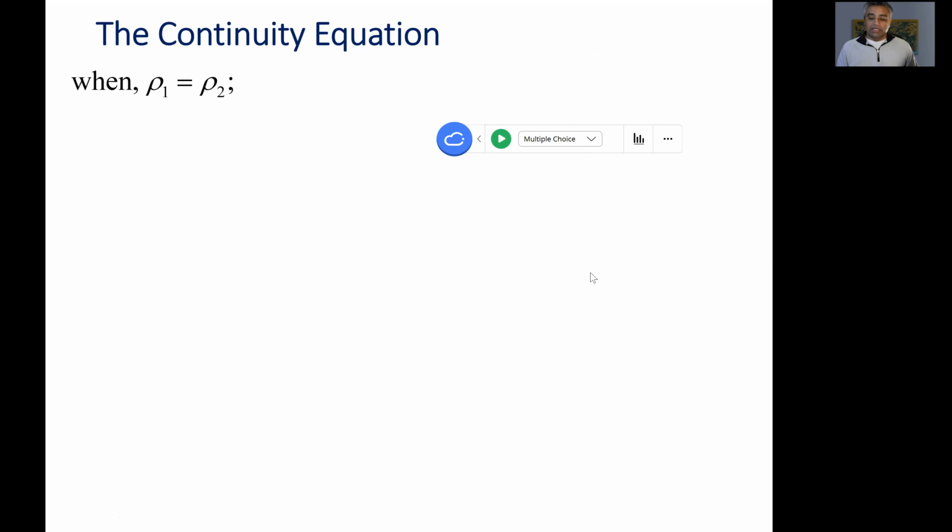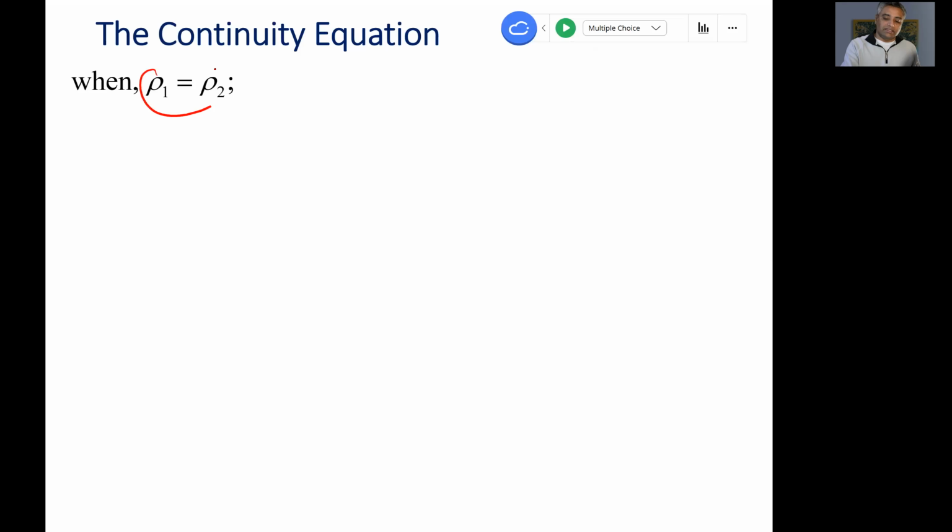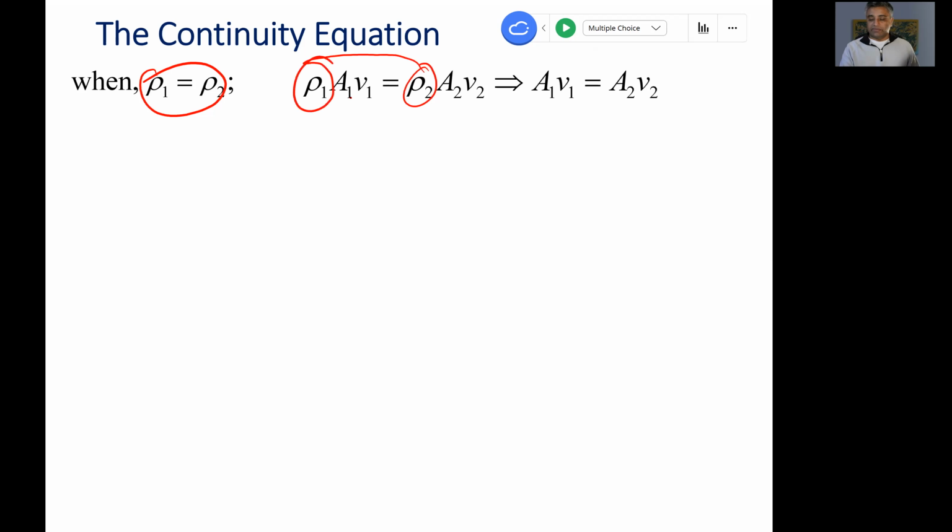So I'm writing this for a case when the fluid is basically a liquid. When we have a liquid like water, the density does not change, meaning density remains the same, okay? So that means the density cancels if they are the same, right? When they are the same, they cancel, meaning we have the equation of continuity like this. The speed depends on area, right?